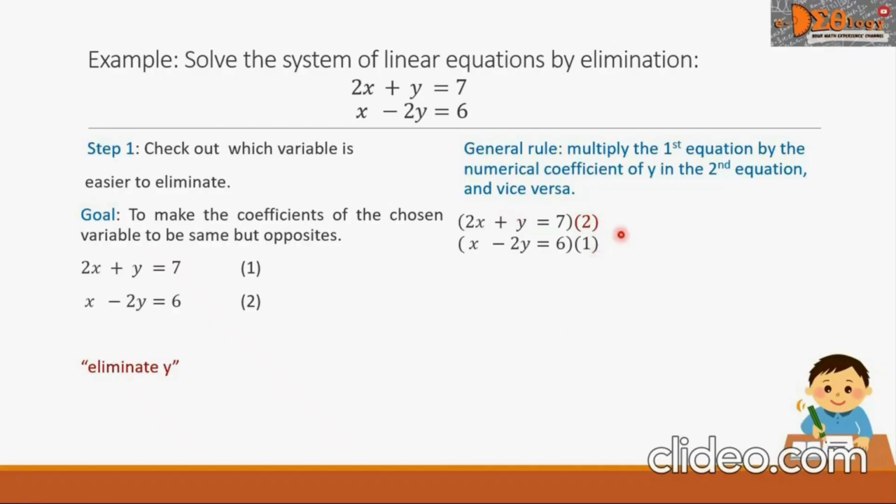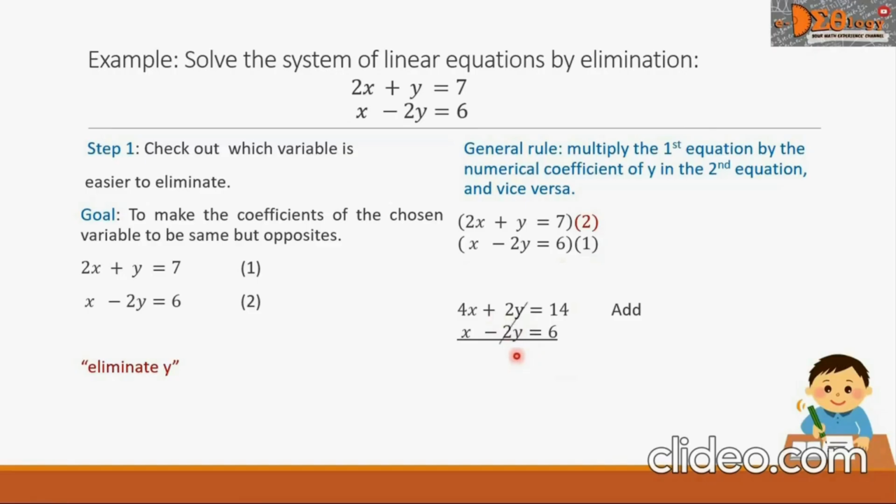Simplifying the equations, we have 2 times 2x will be 4x and 2 times y is 2y, equals 2 times 7 is 14. While the second equation, if we multiply by 1, will just be the same. That is x minus 2y equals 6. And from here, let us add. Look at our variable y. We have positive 2y and negative 2y that we can simply eliminate or cancel.